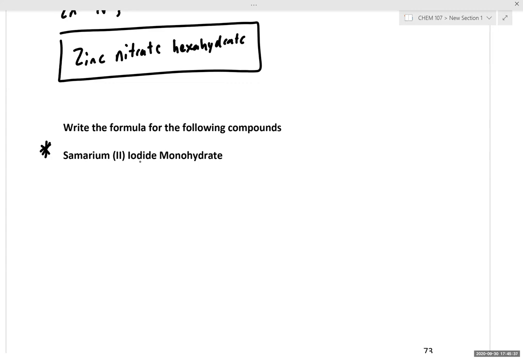Professor, just for the review, for the fixed charge transitional metals, we have only zinc, cadmium, and silver, right? Yep, exactly right. Zinc forms zinc 2+, cadmium forms cadmium 2+, and silver forms silver plus. These three we need to know, right? Yeah. Okay, thanks.